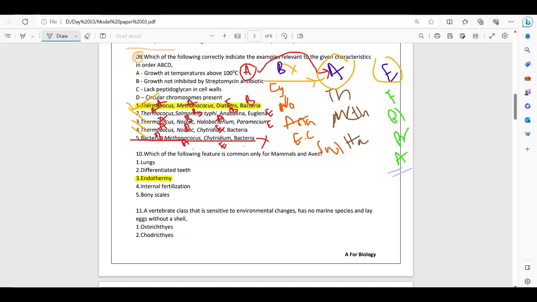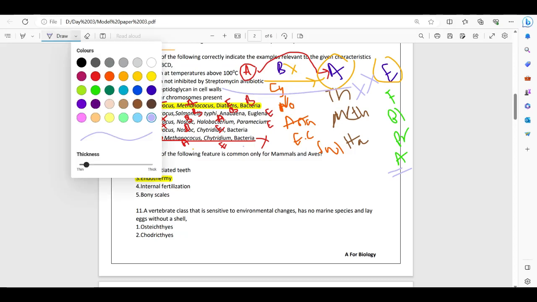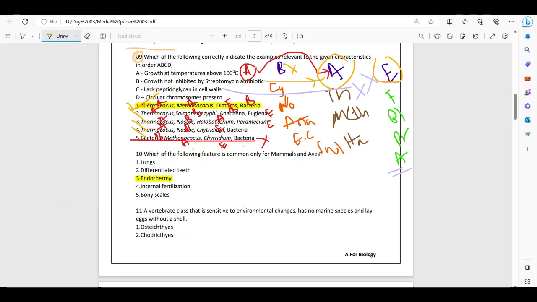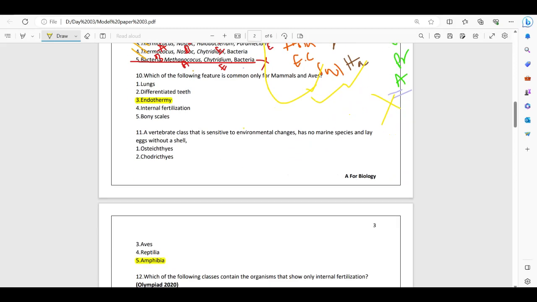So the third feature, lack of peptidoglycan in cell wall. So peptidoglycan is absent in eukarya and archaeobacteria. So circular chromosomes are present in both archaeobacteria and bacteria. So domain archaea and bacteria both have circular chromosomes, but eukarya do not have circular chromosomes. So that's the explanation for that question. So we'll move on to the 10th question.